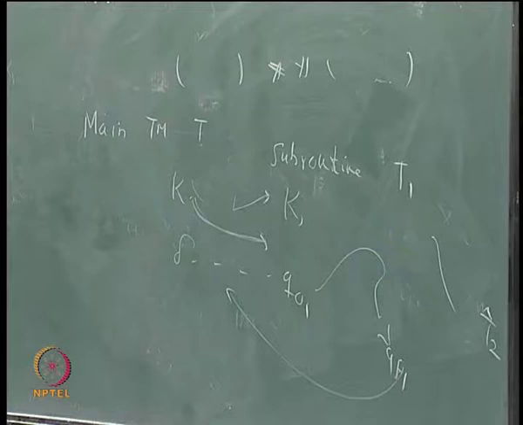You can also have this subroutine calling another subroutine T2 and so on. Just as in programming, the main routine can call a subroutine, and that subroutine can call another subroutine and so on. Again the same things: the states have to be disjoint, and from the initial state you have to look into the other details. So these are some techniques for Turing machine construction.